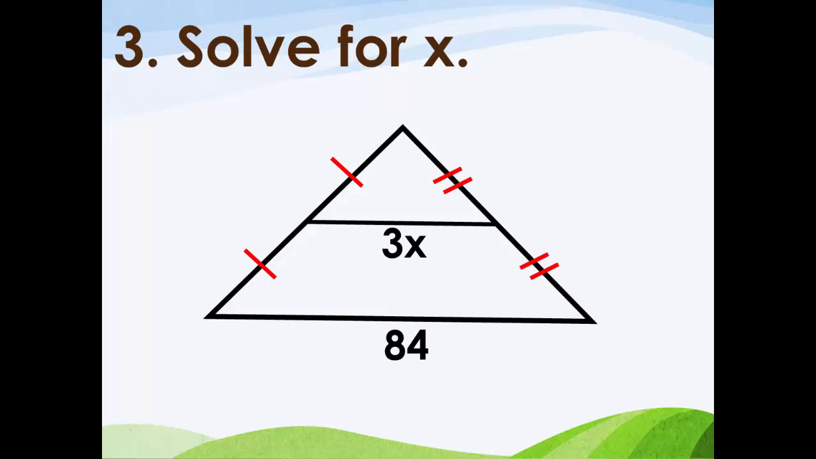Copy this example down. Now we've got some algebra involved, so it will be more helpful for us to actually write the equation out and then solve. My mid-segment is always equal to half of the parallel side. Now I can take half of 84 and then divide by 3.